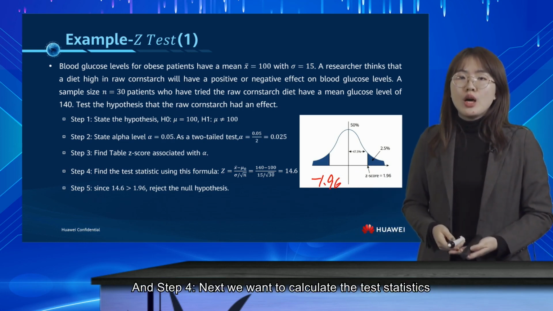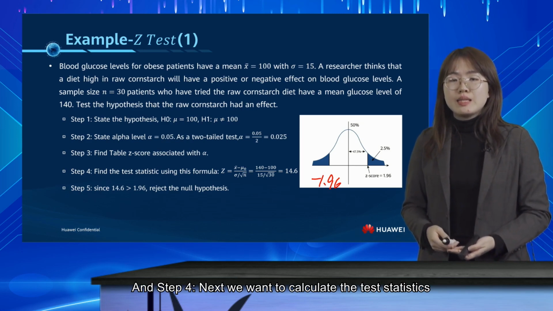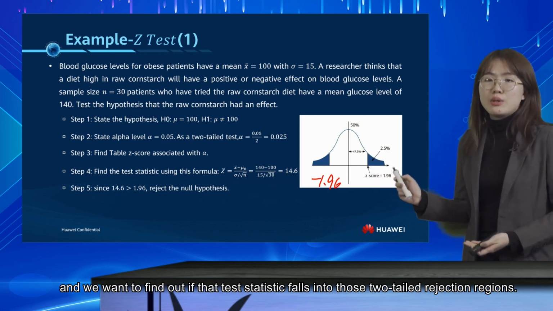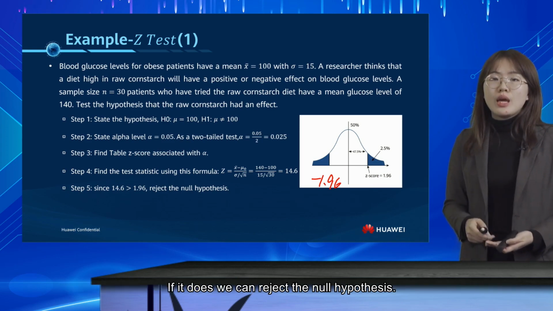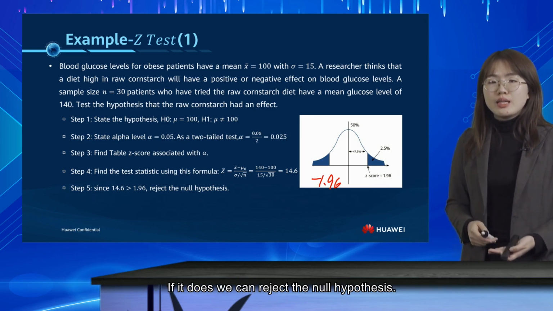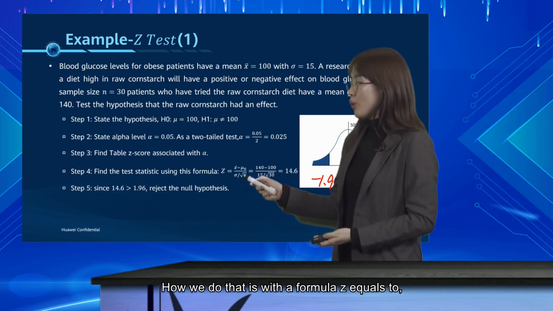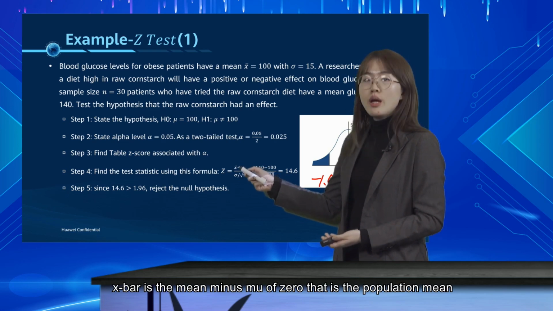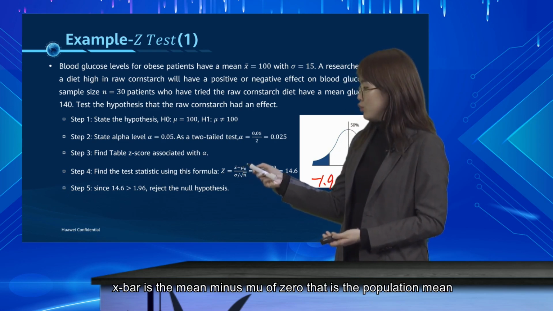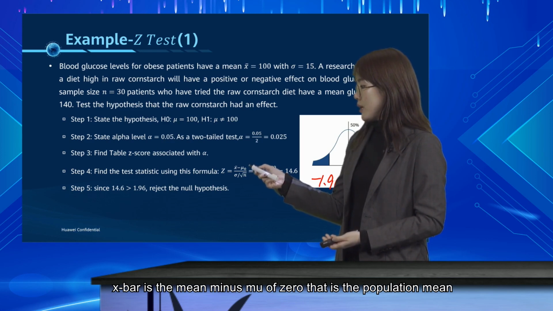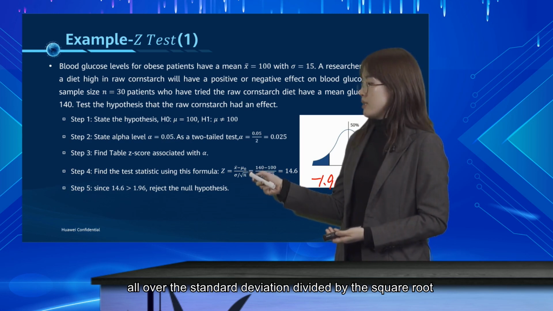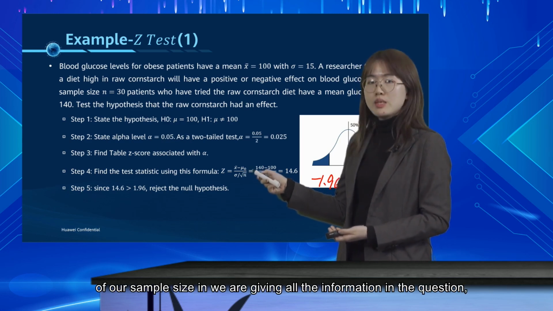At the fourth step, we want to calculate the test statistic and find out if it falls into the two-tailed rejection region. If it does, we can reject the null hypothesis. How we do that is with the formula z equals x bar, the sample mean, minus mu 0, the population mean, all over the standard deviation divided by the square root of our sample size.